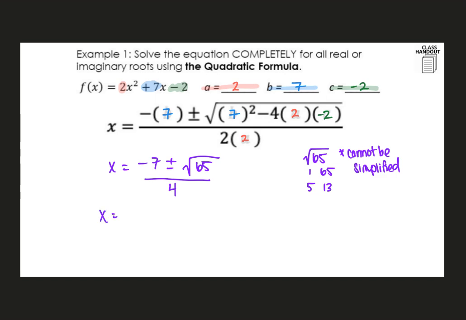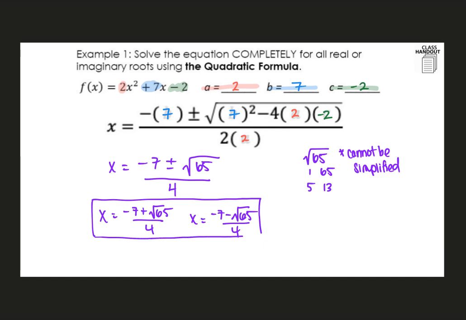My first exact solution is negative 7 plus the square root of 65 over 4. And then we also have x equals negative 7 minus the square root of 65 over 4. So these are my exact answers. However, if we want to get an idea of what this would look like graphically, I know that this is a graph that's concave up, and we know it's going to intersect our x-axis twice. It's hard to figure out where this falls on the x-axis. So let's put this in our calculator and get a couple of approximate answers so we can get a better idea of where our x-intercepts are on our graph.